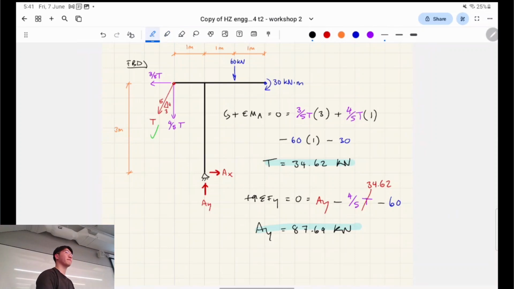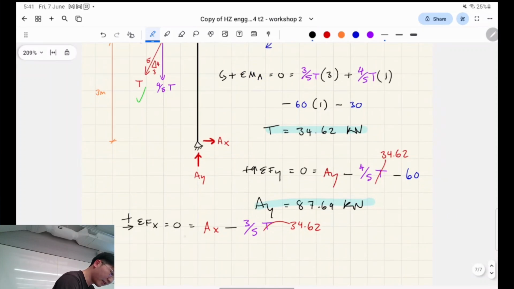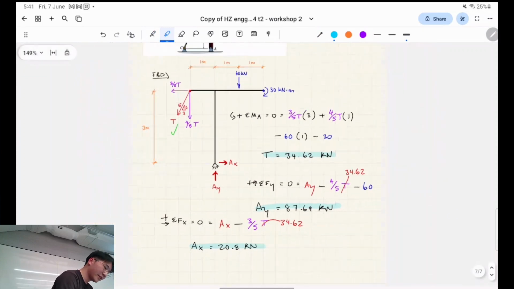Yeah. Okay, lastly, the sum of the forces in the horizontal direction. There's only two things to look at this time. That's the unknown horizontal reaction and that horizontal component of the tension. Yeah. So AX is 20.8 kilonewtons. Great. Okay, cool.